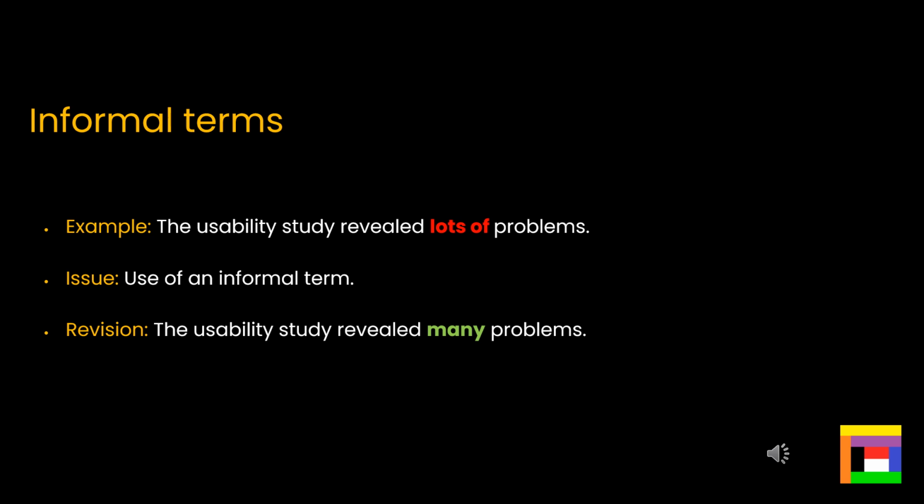Informal terms need to be avoided in research writing. And what this usually means is we switch out the informal word for a slightly more formal version. Here in the example we can see the informal term "lots of," and simply we replace that with "many."